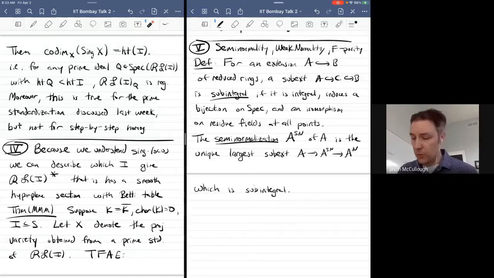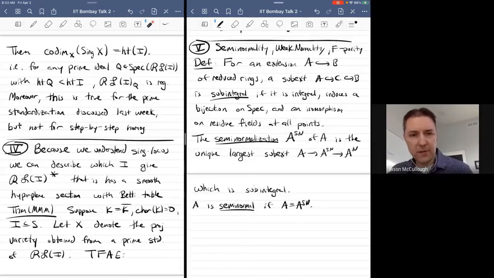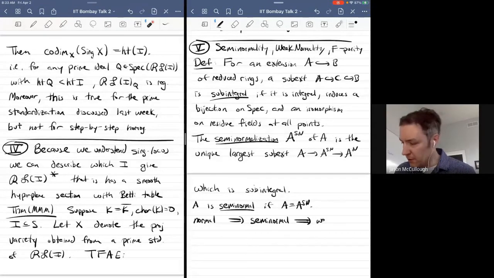And similarly for weak normalization. And then you define A to be semi-normal if it is equal to its semi-normalization. So it is itself the largest subintegral extension of itself inside the normalization. So in particular, this tells you that normal rings are always semi-normal, and semi-normal rings are always weakly normal.